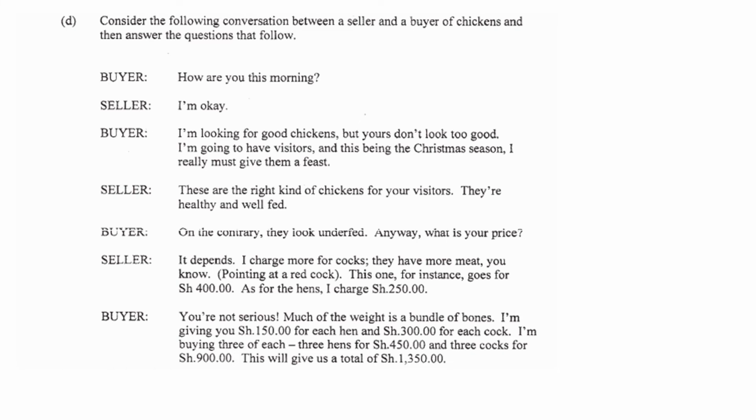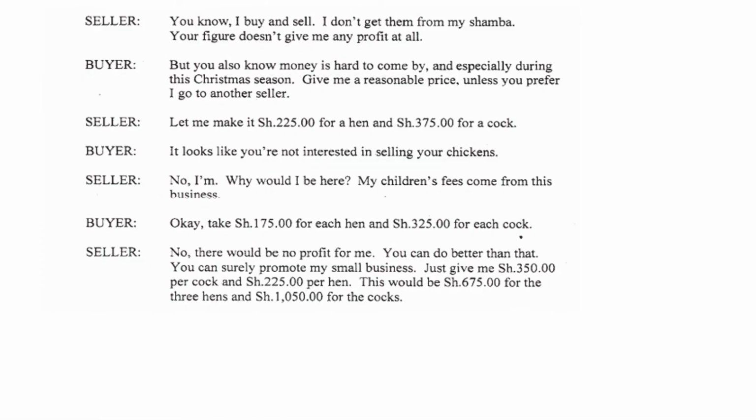Buyer: Okay, take 175 for each hen and 325 for each cock. Seller: No, there will be no profit for me. You can do better than that. You can surely promote my small business. Just give me 350 per cock and 225 per hen. These would be 675 shillings for the 3 hens and 1,050 shillings for the cocks. All right. Buyer, doing his mental arithmetic: That's a total of 1,725.